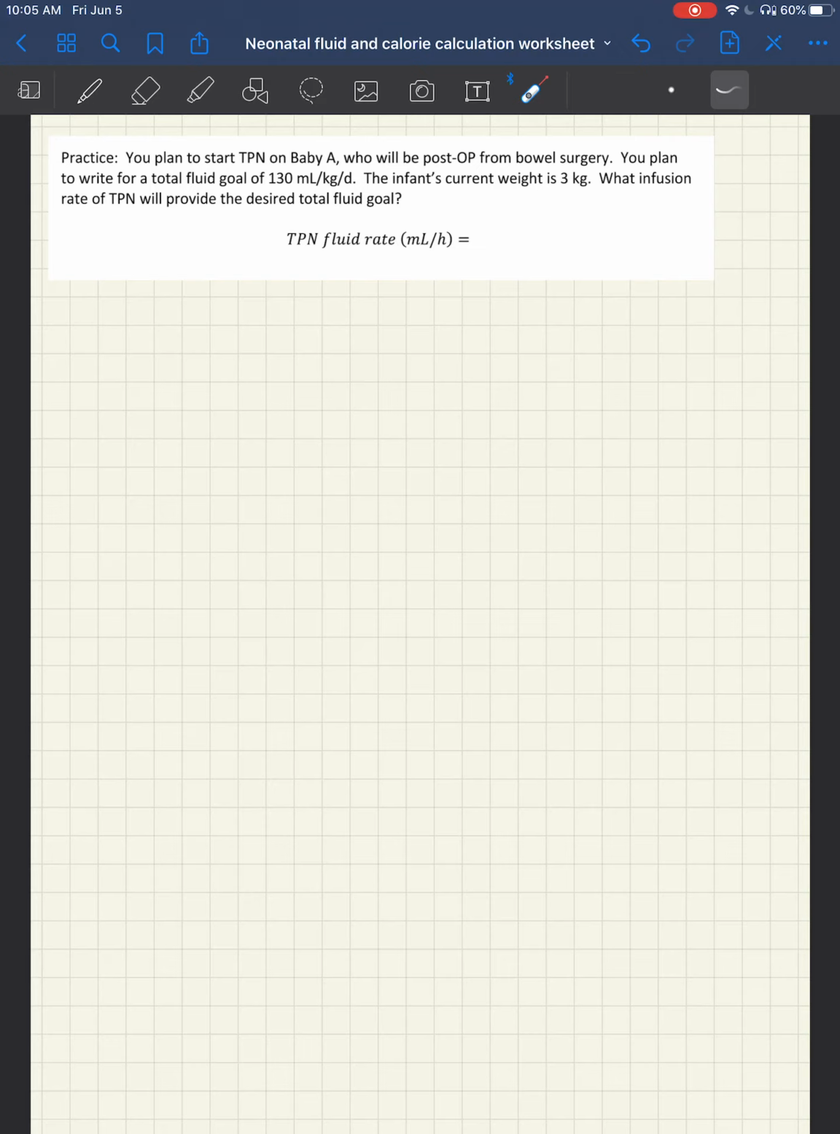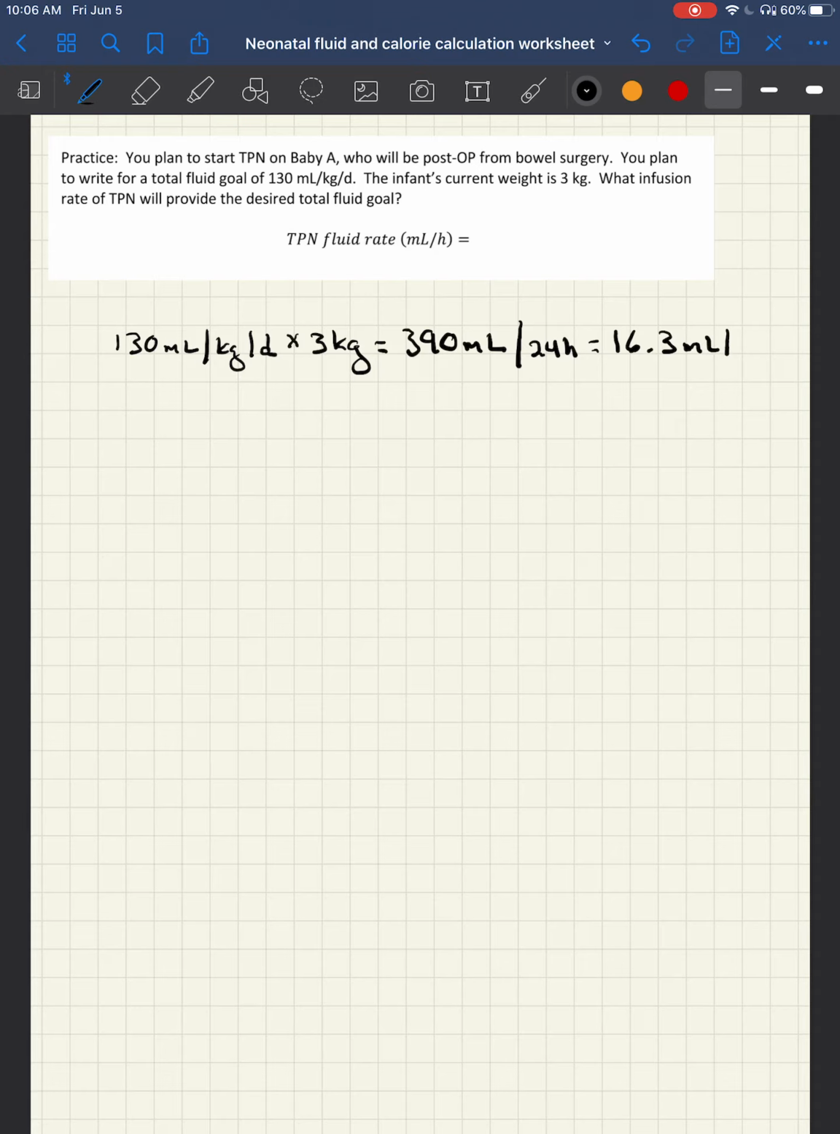So what we'll do is we know we want to deliver 130 milliliters per kilogram per day. We'll multiply this times the infant's weight, 3 kilograms. So the total volume delivered in a day will be 390 milliliters. We'll deliver this volume over 24 hours in the day. And so the hourly rate will be about 16.3 milliliters per hour.